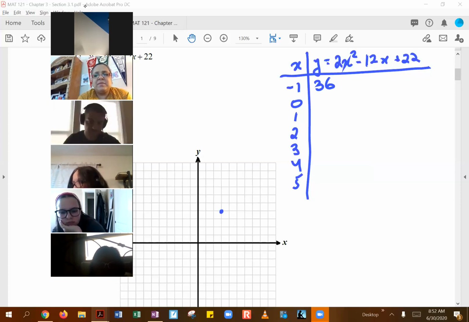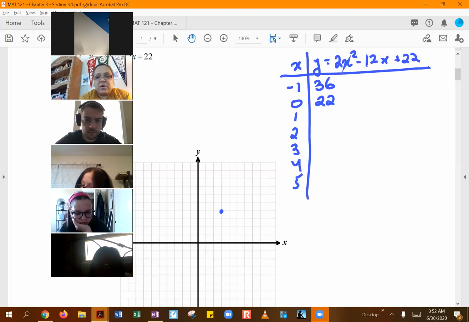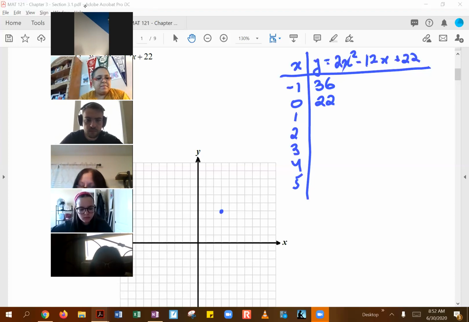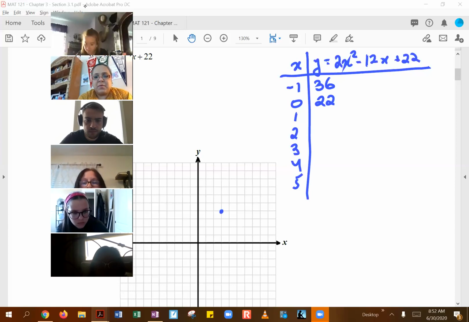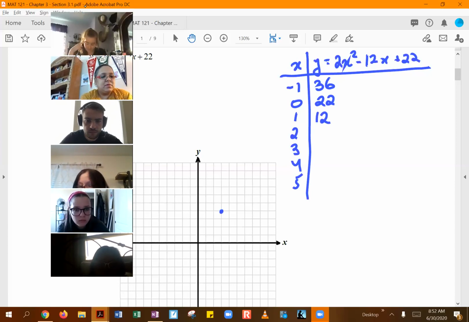2x squared will become 0, 12x will become 0 when you plug in 0 for your x. So that means you will end up getting 22, which is going to be our y-intercept. What do we get for +1? 12. 12, very good. +2? 6. 6, okay, that should be a number we will be able to graph.